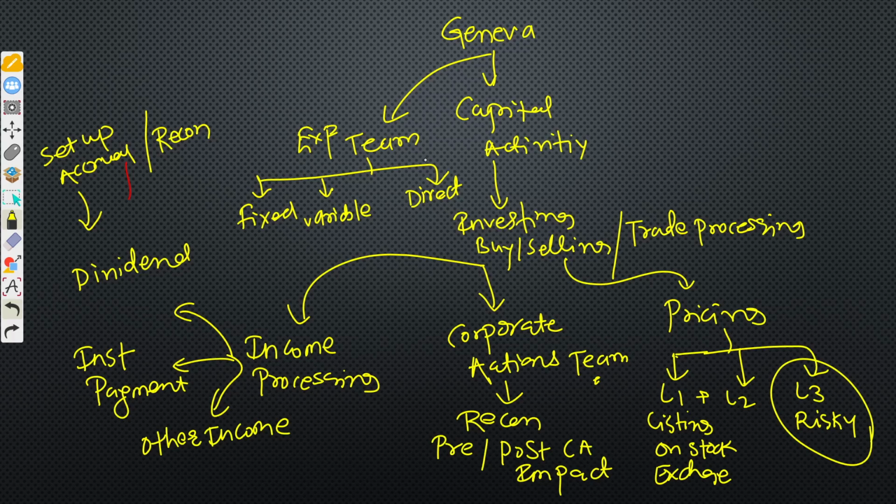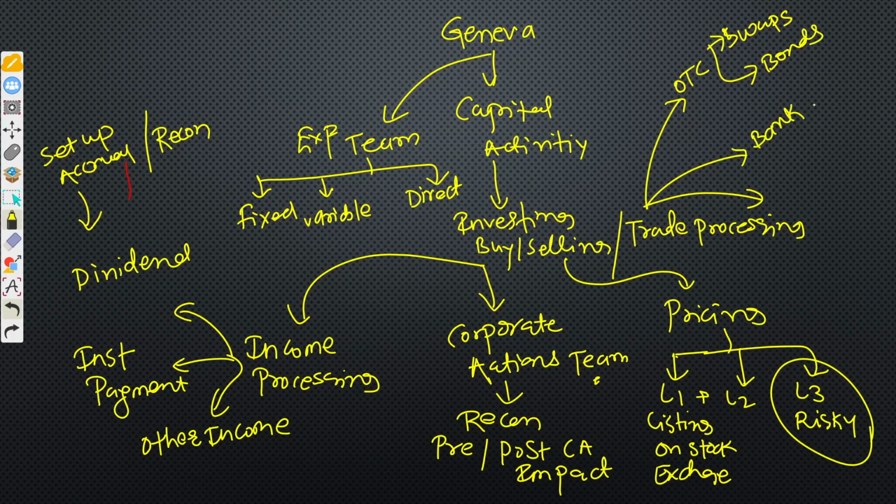But under trade processing also, sometimes you would see different teams for different products. For example, let's say OTC products. So you might see an OTC team where they take care of swaps and maybe bonds, right? Or sometimes you would see a separate team for bank debts. Bank debt means loans. For the equity market, the normal trade processing team will take care of it, right? For the money market also you might see a different team where they'll take care of processing of money market instruments under Geneva. So that depends on the size of the fund as well.